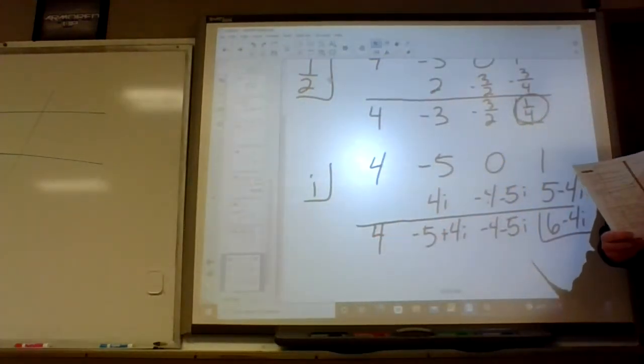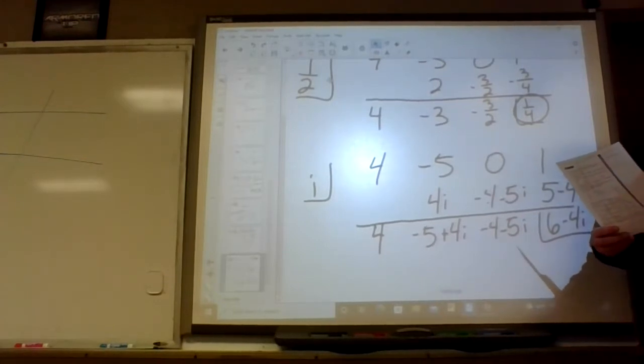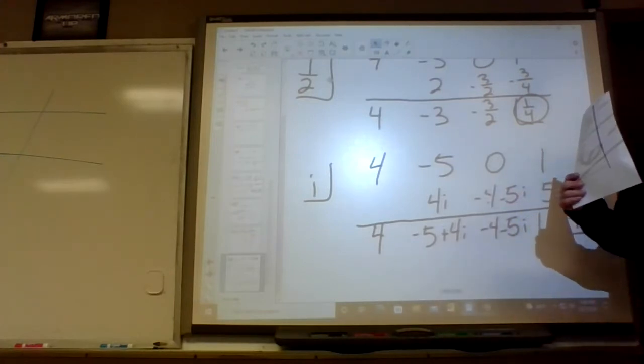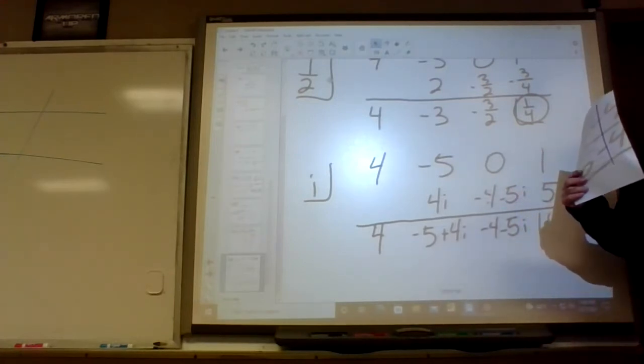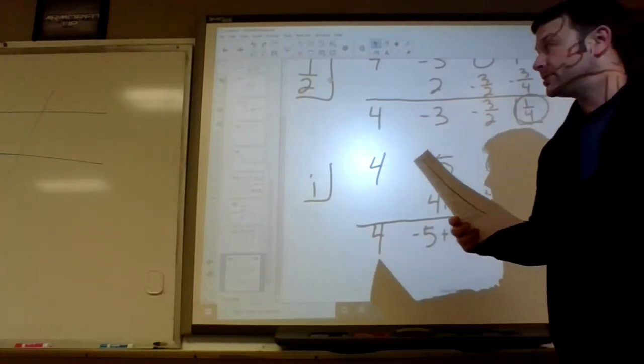Good luck, Aiden. Godspeed. Number 2. If negative 2 is a 0 of the polynomial, what does that mean? Negative 2 is a 0 of the polynomial. It's a solution. If you plug it in, it makes the function equal to 0.